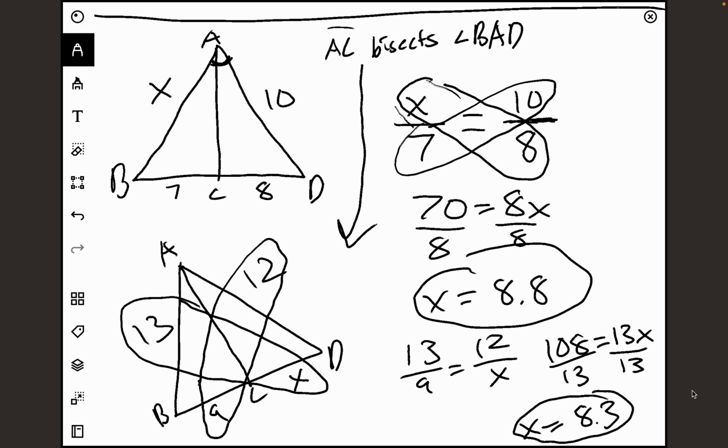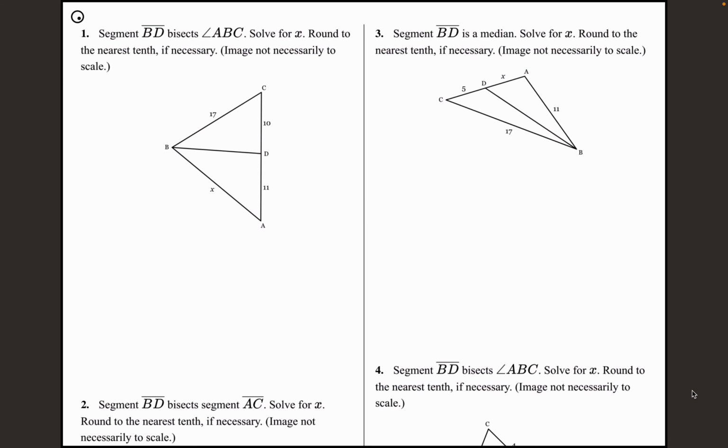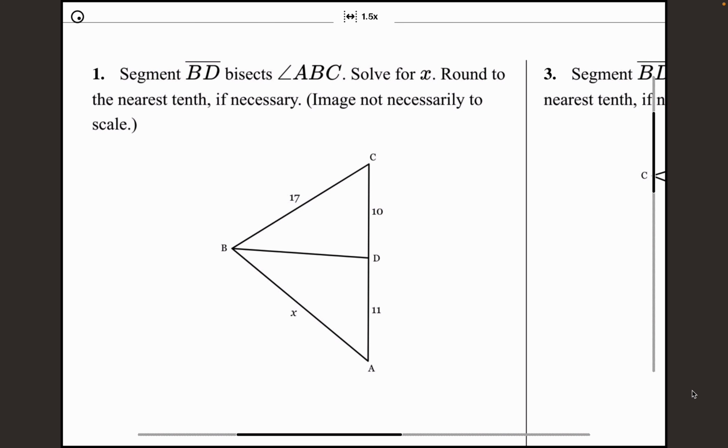So let's look at some examples. Let's look at this first one, if I can zoom in. There we go. This first one says segment BD bisects angle ABC. This time it's bisecting the angle, so we have to pay attention. When it's bisecting the angle, what do we do? Remember, what do we talk about when it bisects an angle? Yeah, we've got to cross multiply.